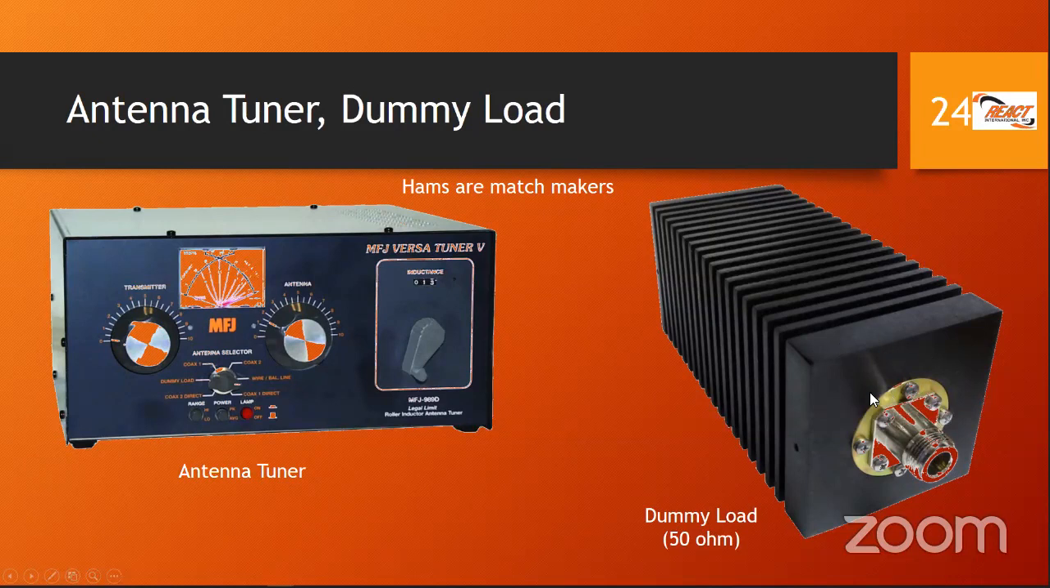I can use something called a dummy load, which is essentially a resistor at 50 ohms. I can connect this to my radio and transmit into the dummy load, and my signal will really not get very far. Certainly not as far as if I were to put it into an antenna. So be aware of this device called a dummy load.